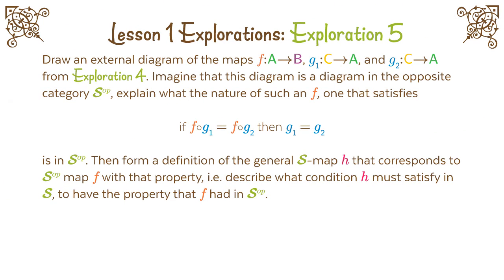Aspiration 5 tests your intuition for the opposite category. It asks you to take your diagram from Aspiration 4 and imagine it as an object in SOP. It then asks you to describe the nature of F in SOP, and then use that knowledge to form a condition that the corresponding S map H must satisfy to have the same property.